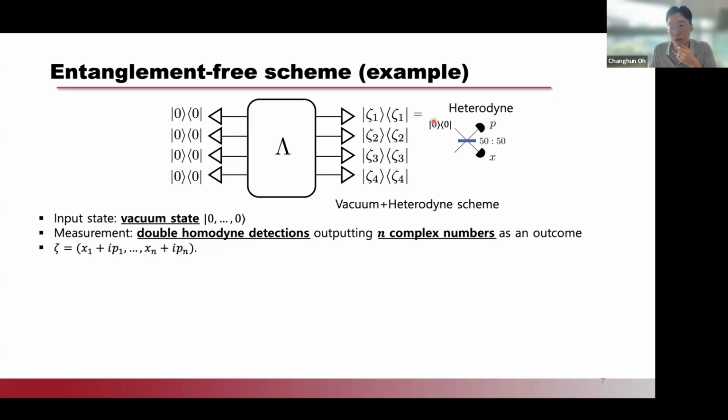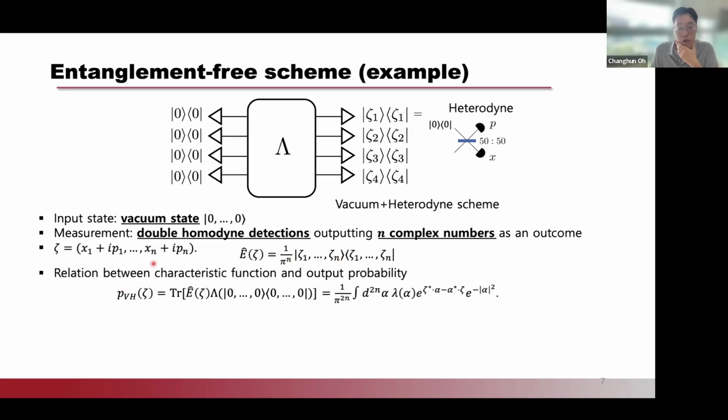And because you're going to get two real numbers for each output mode, we're going to get n complex numbers as an outcome when the number of modes in the system is n. And the explicit POVM of this measurement is written as a coherent state with a complex amplitude vector zeta. And to see how to process the output of this scheme to learn this channel, we first examine the output probability distribution, and we describe this using the characteristic function of the channel.